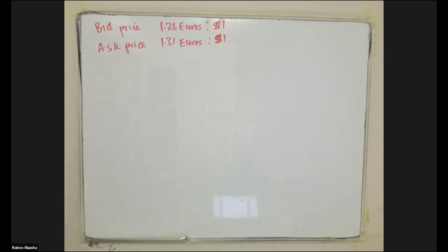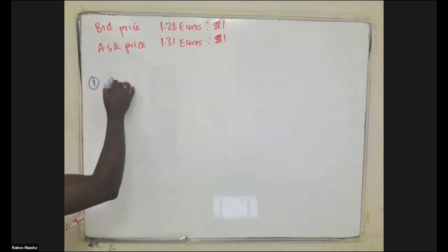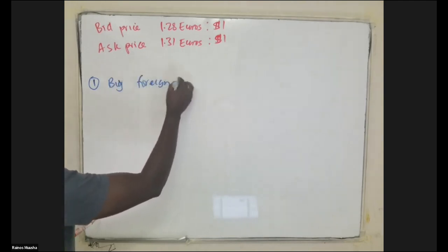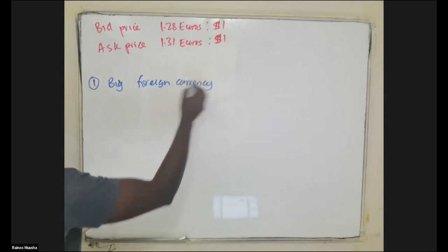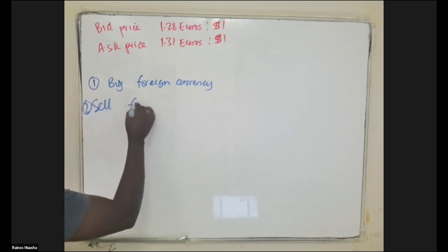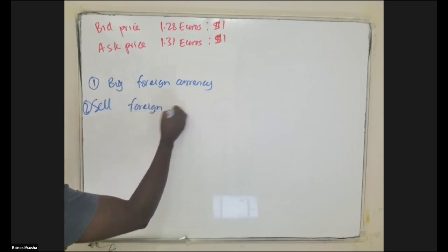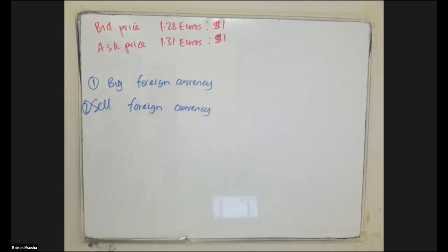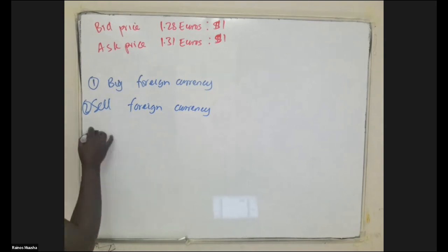So what is going to happen? First, you're going to buy foreign currency. Then after that, you're going to sell the foreign currency, right? Nothing else has moved. But because things have changed, immediately you want to buy foreign currency, and just after that, you decide to sell the foreign currency as well. So now we need to find out exactly what happens. So on step number one, you buy foreign currency.